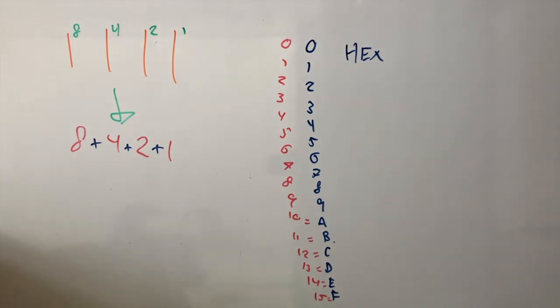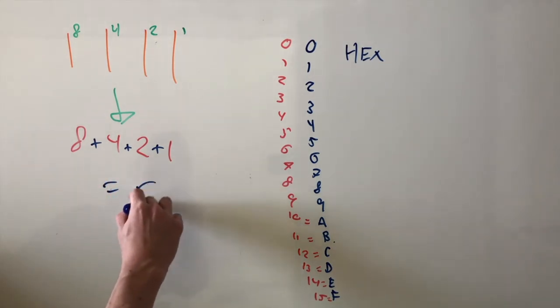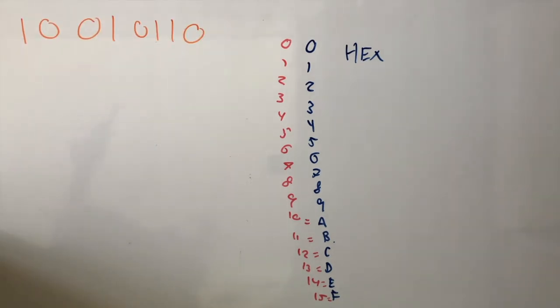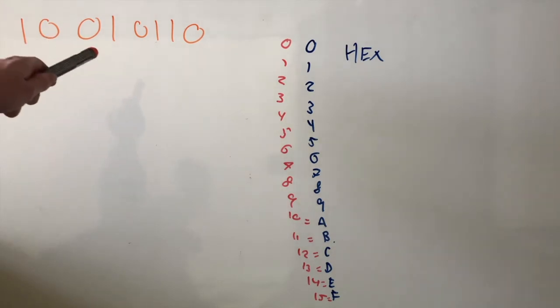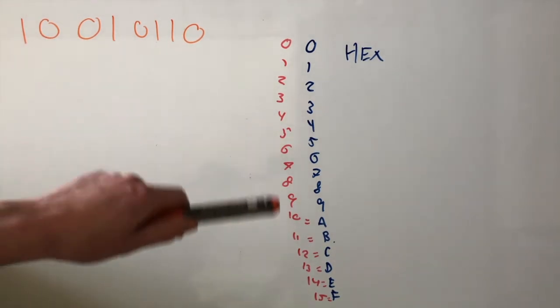We look over to our reference, where does 15 come? 15 would be the F, so this would actually be represented as an F. So the 1, 1, 1, 1 is represented as an F. I next have 1, 0, 0, 1, 0, 1, 1, 0. Now, how am I going to represent this within hex?